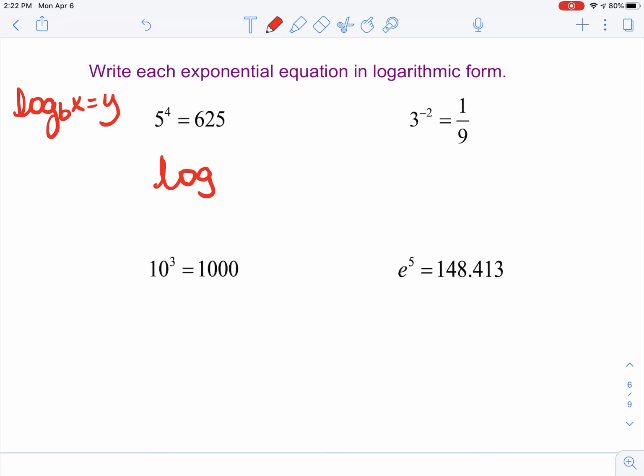So some people do this little method here. They start here and they go around. Okay, so that means my base is going to be 5, of 625, to equal, my exponent always equals the exponent, 4. Log base 5 of 625 equals 4. All right, let's try this next one.